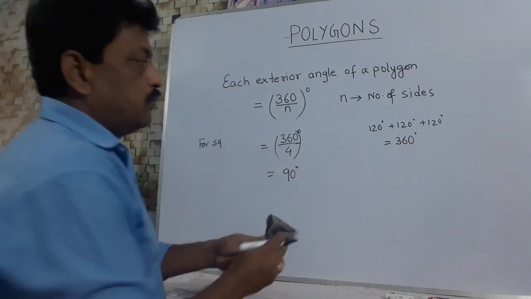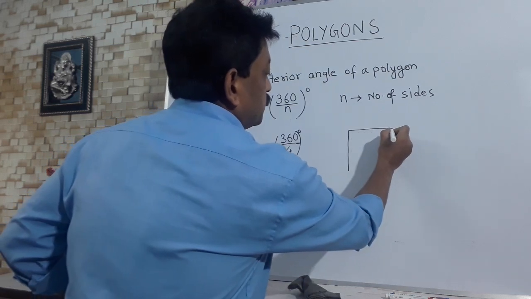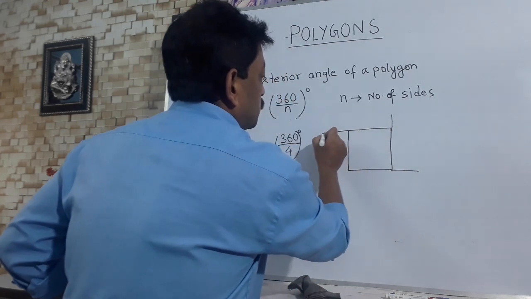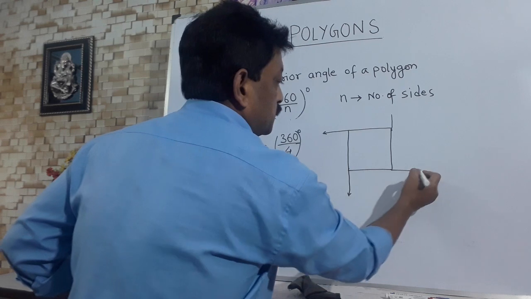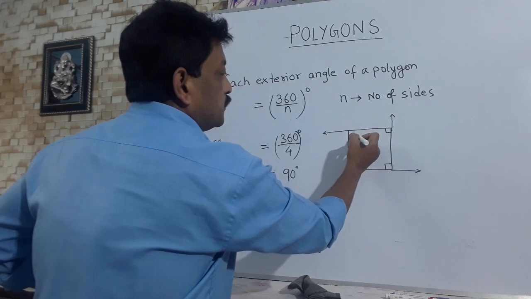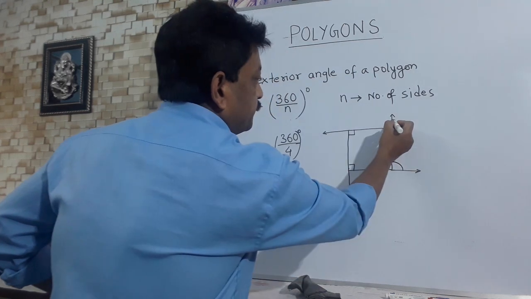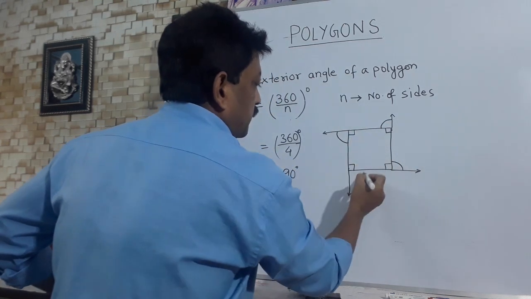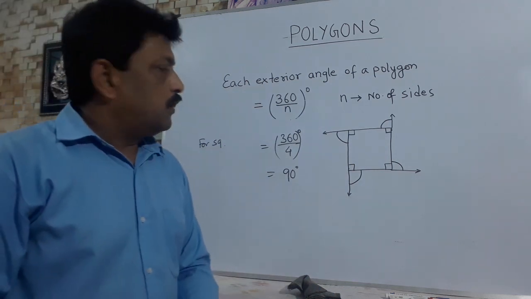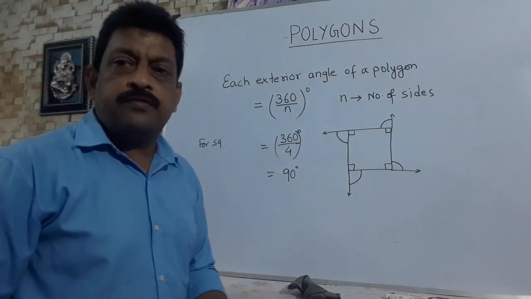Now let me check. This is a square, and these are all the exterior angles. All the interior angles are 90 degrees each. Therefore, all the exterior angles are also 90 degrees. These all four angles are 90 degrees. And that is what we have obtained from the formula. Therefore, we got a relation between the exterior angle and the number of sides of a polygon.